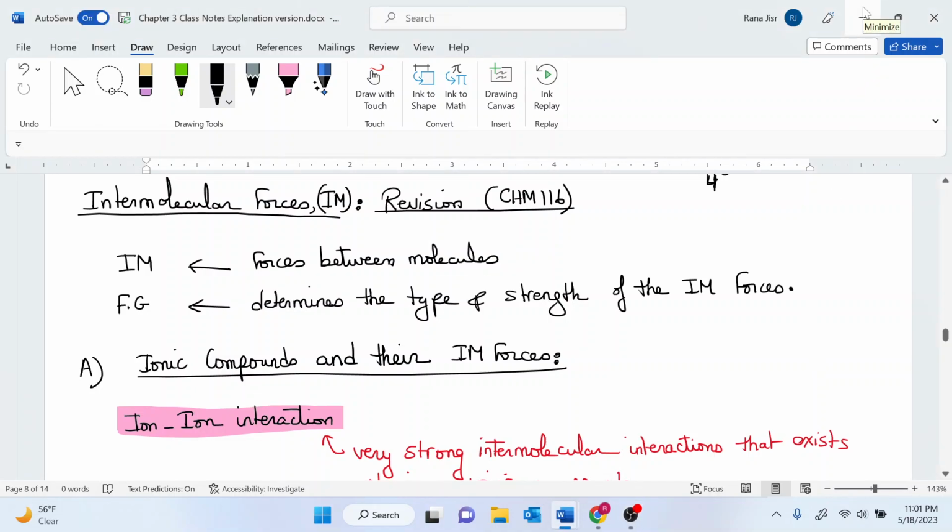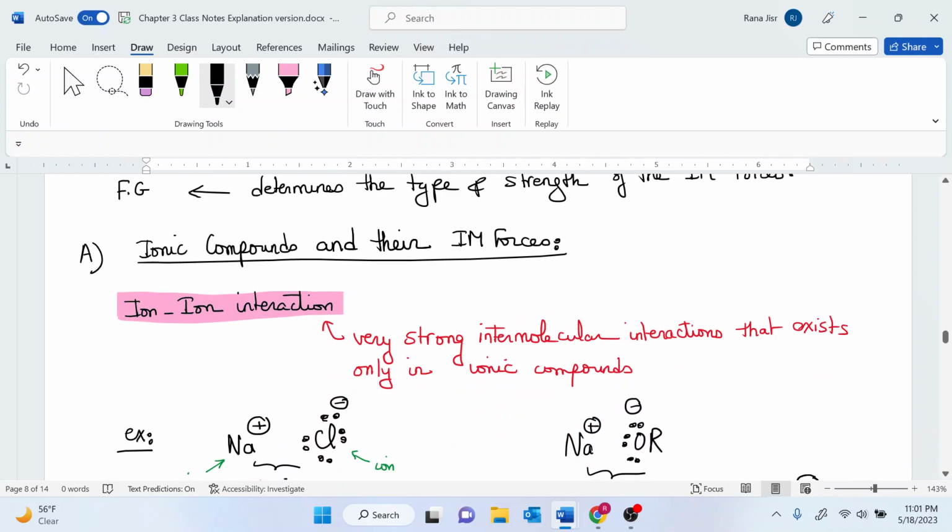Intermolecular forces are forces between molecules. We do care about them because they affect the melting point, the boiling point, and the solubility of molecules. Functional groups determine the type and the strength of the intermolecular forces. There are different types of intermolecular forces.